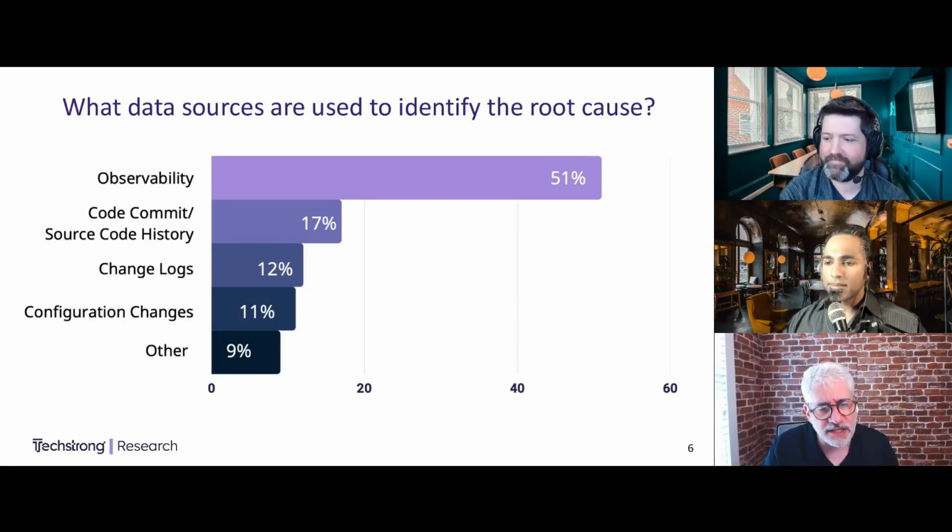And then you look at the rest of them from there. And these aren't mutually exclusive. This was a multi-select, so folks could select multiple things here. But where does it start? Where does it end?